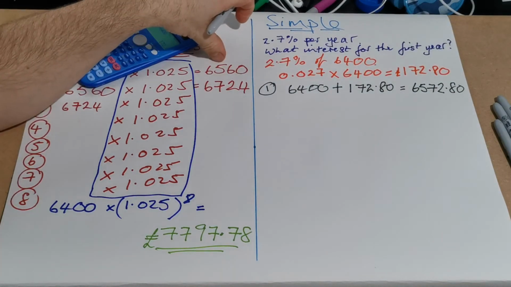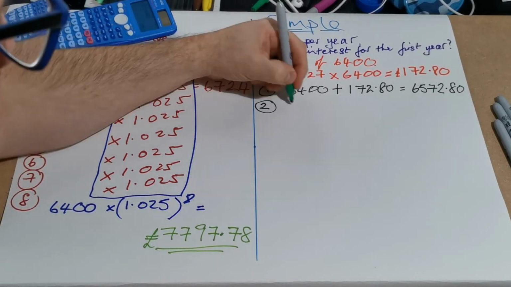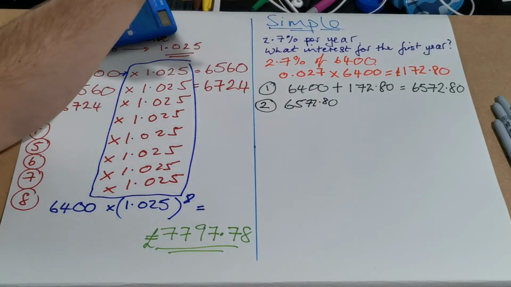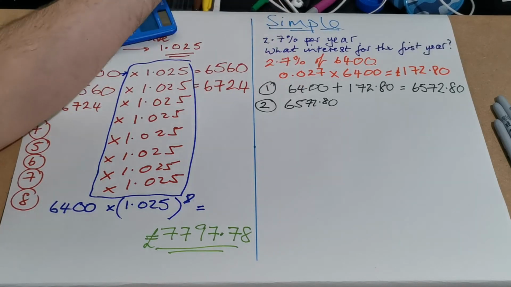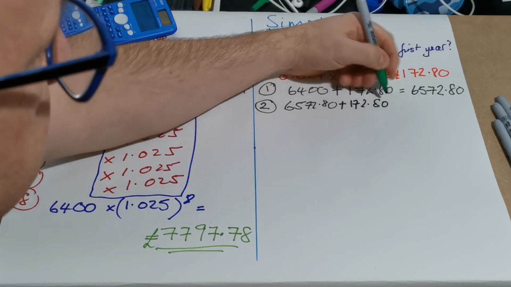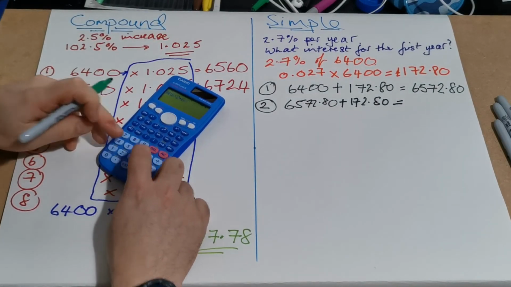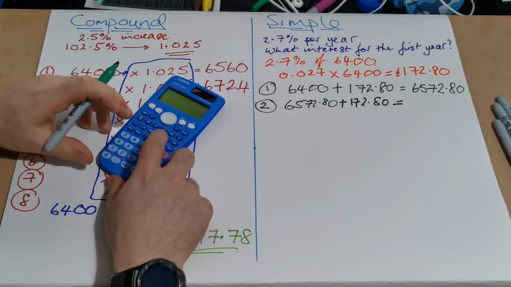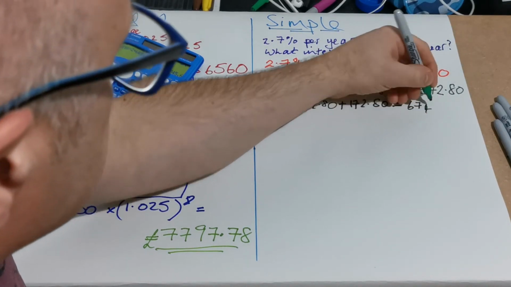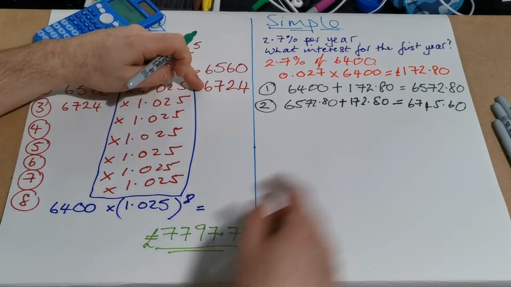which is more than what you would have got in the compound interest one. Now, at year two, the thing about this one is you're going to get added on the same interest every year as you earned in the first year. So I'm adding on £172.80 to 6,572.80. Let's see what that comes to. That comes to £6,745.60. You're still better off.